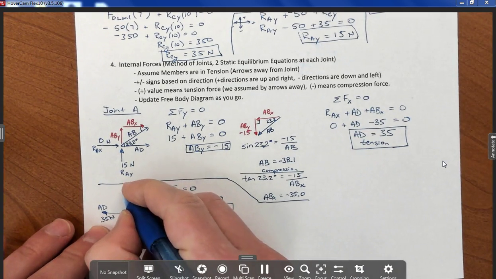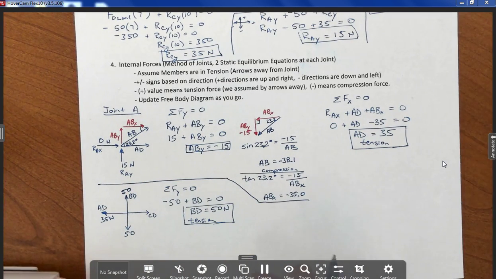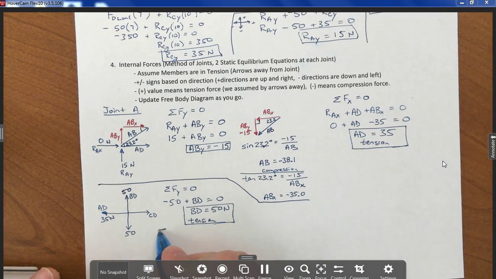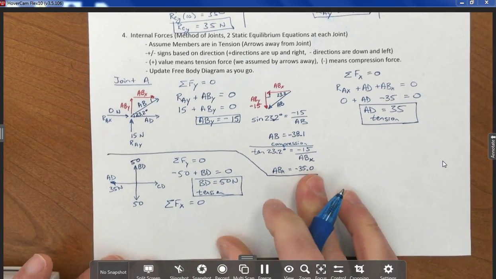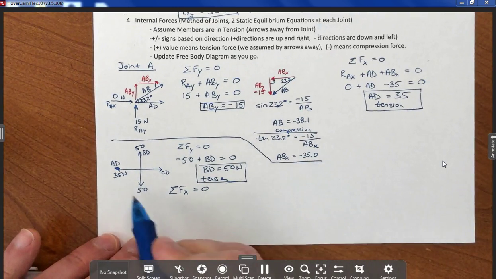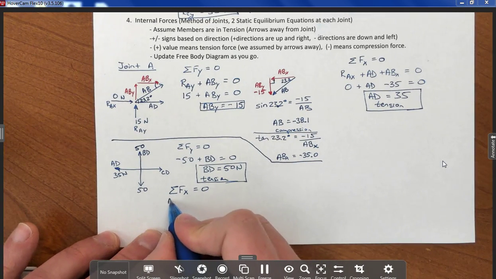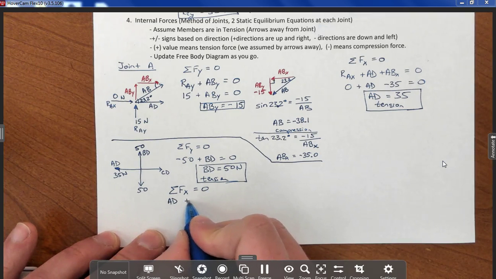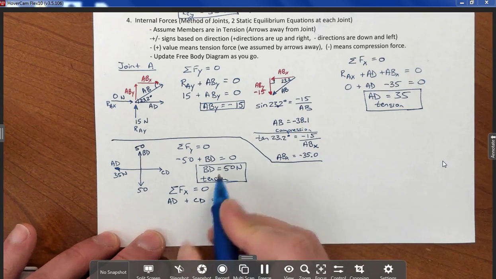So this is 50 right here. And do the same thing in the horizontal direction. The sum of the forces in the x direction have to add up to equal 0. Well, I have AD plus CD have to make 0.